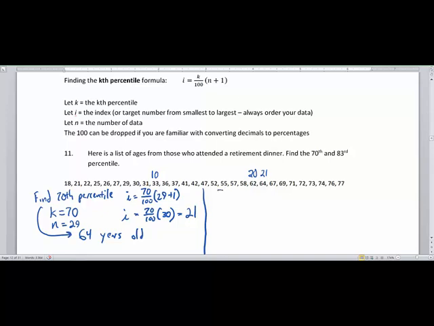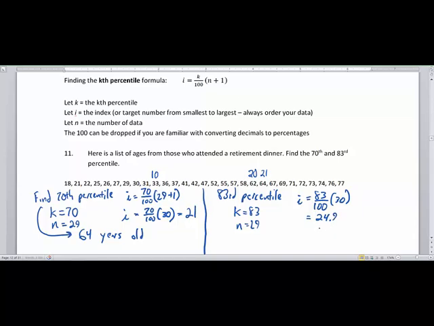Now we're going to get to the 83rd percentile. What made the last problem a little easy is that the index was a whole number. What's going to make this a little weirder is that the 83rd percentile is not going to give us a whole number. So k is equal to 83, n is equal to 29, and our equation is, again, i equals 83 divided by 100 times 30. We process this out, and on our calculator this gives us 24.9.